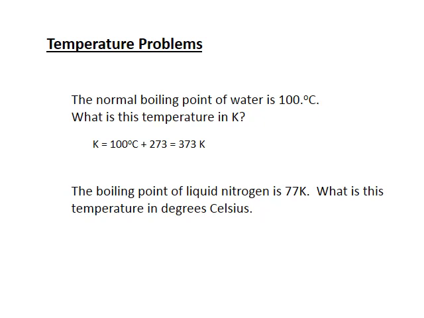The other direction is a possibility too. I know that the boiling point of liquid nitrogen is 77 Kelvin. If I want to find out the temperature in degrees Celsius, I just subtract 273 from that temperature. So that's minus 196 degrees Celsius, which is awfully cold.